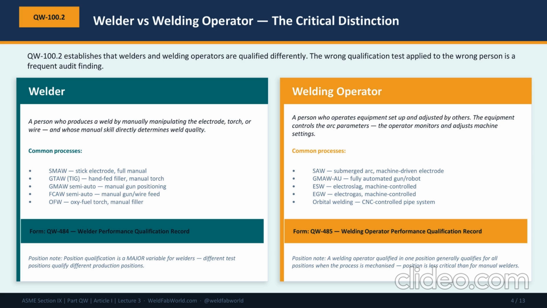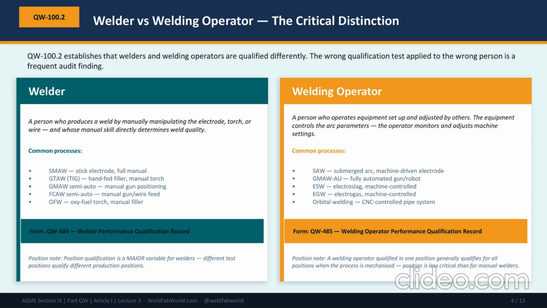A welder is one who performs manual or semi-automatic welding, a person whose manual skill and dexterity directly determine weld quality. The welder controls the arc, the torch position, travel speed, filler metal feeding, and weave pattern by hand. If the human hands come off the controls, the weld stops or degrades immediately. A welding operator is one who operates machine or automatic welding equipment. The equipment controls the arc parameters.